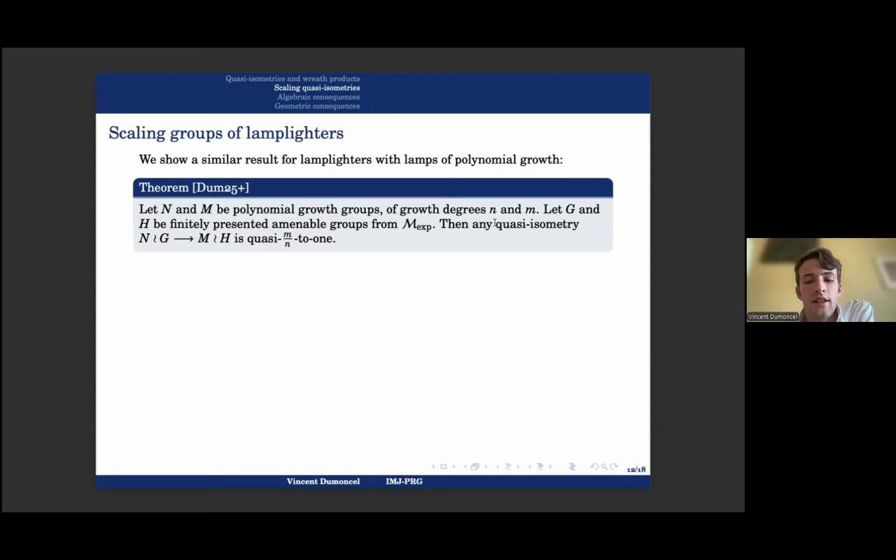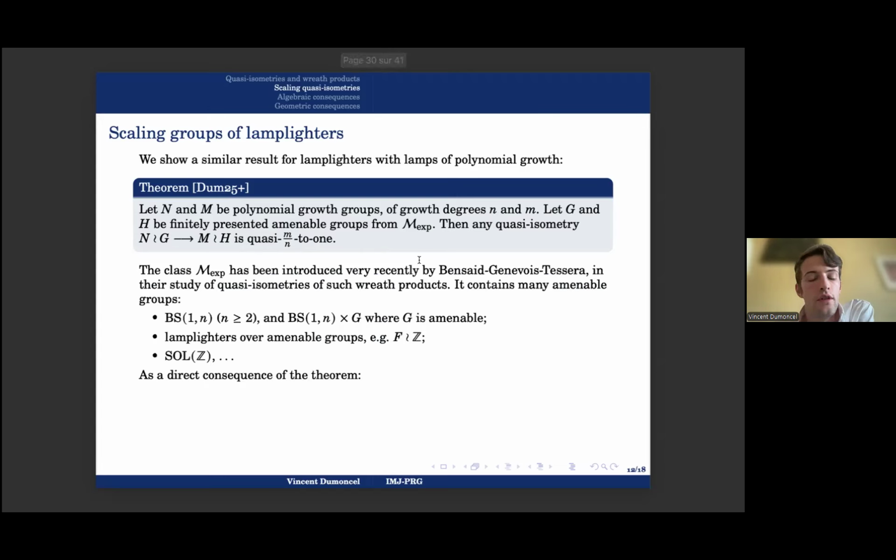And the claim is that under these assumptions, any quasi-isometry between two such Lamplighters with lamps of polynomial growth will be scaling. And it is scaling for a scaling factor that you can compute explicitly. In fact, it is just the ratio of the growth degrees. So any such quasi-isometry is quasi-(m over n) to 1. And this class M of X, I cannot tell you in detail what it is, but I can already tell you that it contains many examples of such finitely presented amenable groups.